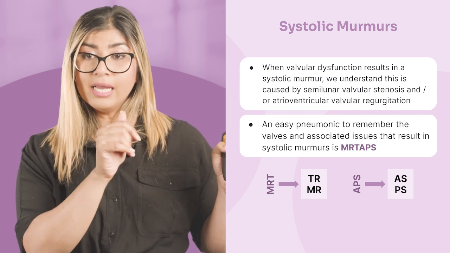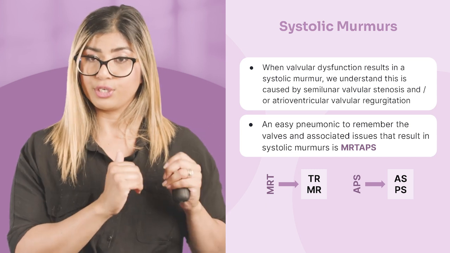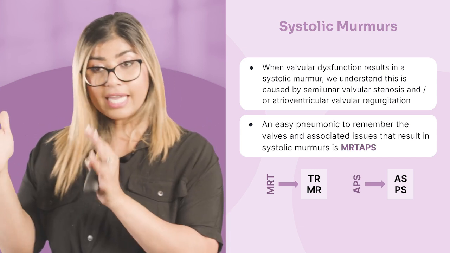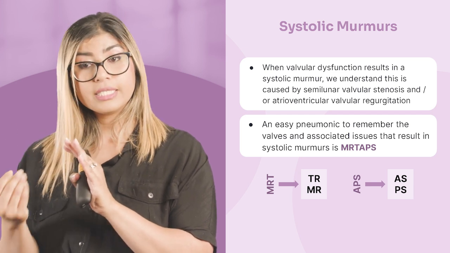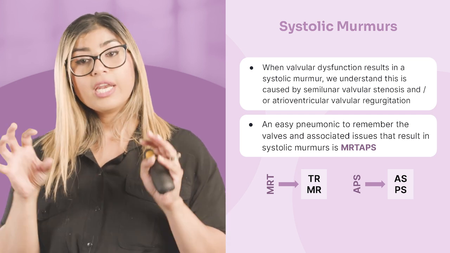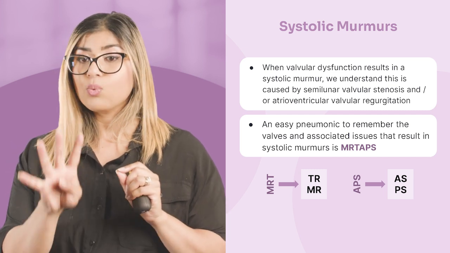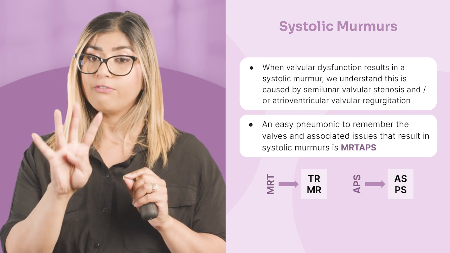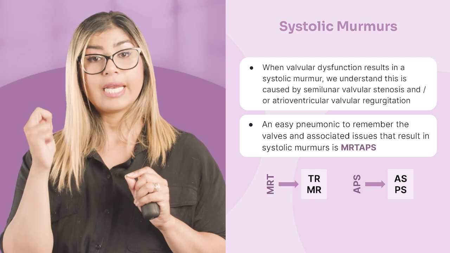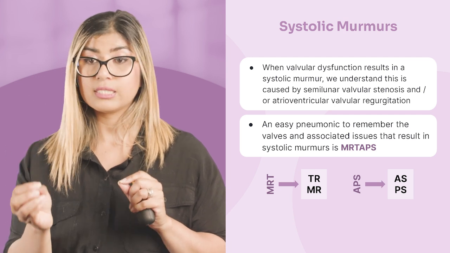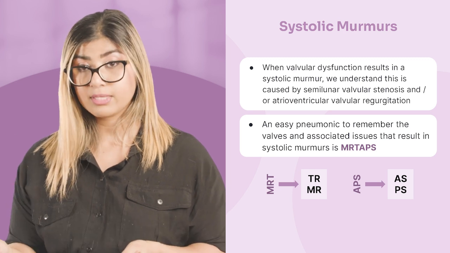The MRT can be split apart. So you can go MR and you can take TR from that. So essentially tricuspid regurgitation and mitral regurgitation. While the APS, you can get AS from that and PS from that. So aortic stenosis and pulmonic stenosis. So whenever we think about systolic murmurs, there are 4 conditions that will cause a systolic murmur when we talk about valvular dysfunction. That is tricuspid regurgitation and mitral regurgitation and aortic stenosis and pulmonic stenosis. So just remember, if you hear a systolic murmur, think Mr. Taps.